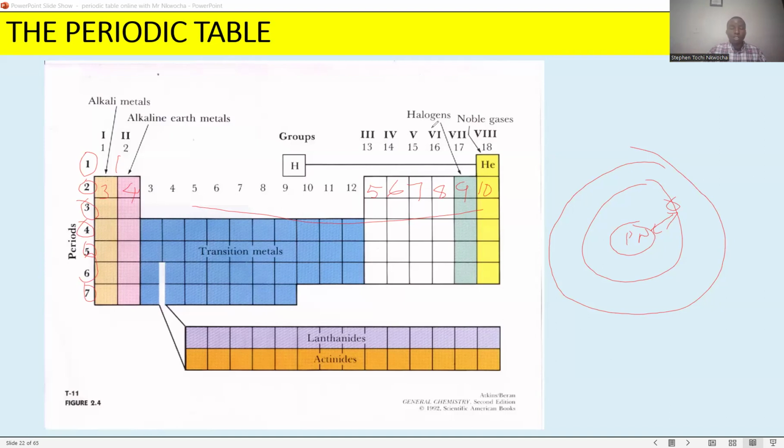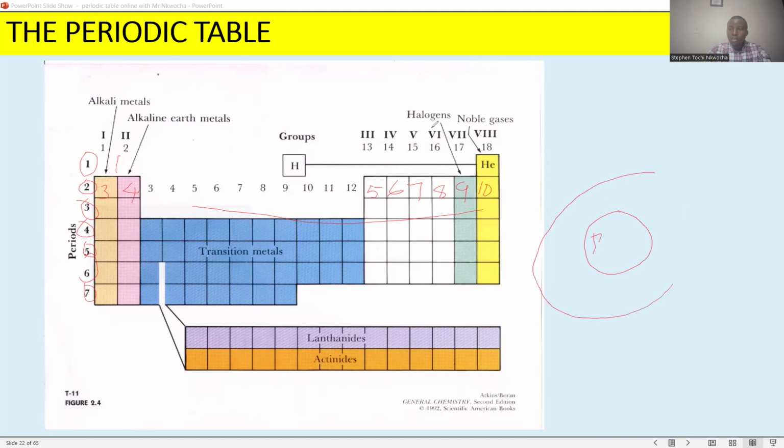Let me give you an illustration. Let me clean this thing. Very simple illustration. I don't want to waste your time because I told you that you have to go and do other things. So this is our nucleus. And in this nucleus, we have only one proton. Now check out this. We have only one electron here.